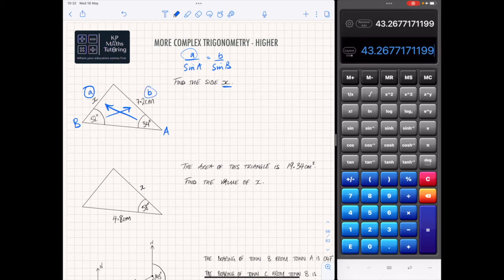So let's substitute in what we know. So X is A, sin A is going to be sin 34, is equal to B, which is 7.2, over sin of B, which is 52 degrees. So that is my formula.